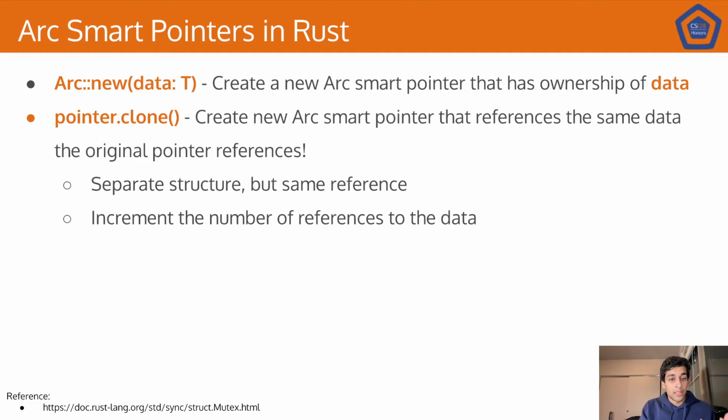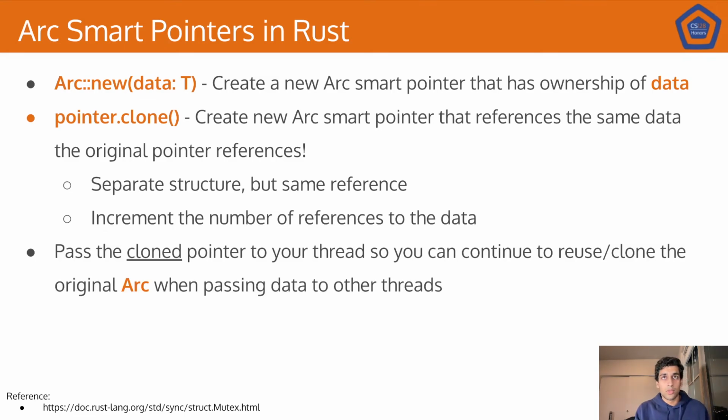What clone does is increment the number of references to the data. So if you had 1 reference, now we get 2. This allows you to reuse that data, and once all of your clones, all of your structures, go out of scope, then the data is dropped. So you're going to pass the cloned pointer into your thread, so you can continue to reuse that, or clone the original Arc when passing other pieces of data into your threads.